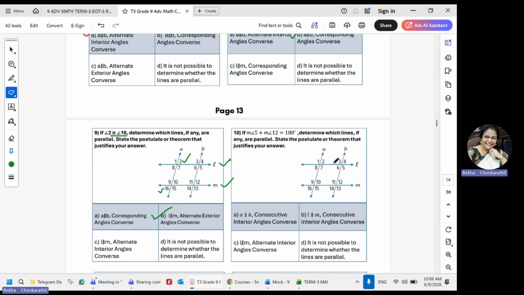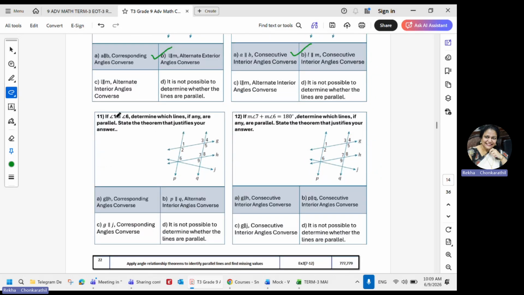Question number 10 is about angle 5 plus angle 12 is 180. 5 and 12 come from lines L and M. So L and M are parallel, but 5 and 12 are on the same side. Same side and inside. So we say they are consecutive interior angles and they are supplementary. It's given supplementary here. So we say L and M are parallel and consecutive interior angles. So this is the option for question 10. That is option B.